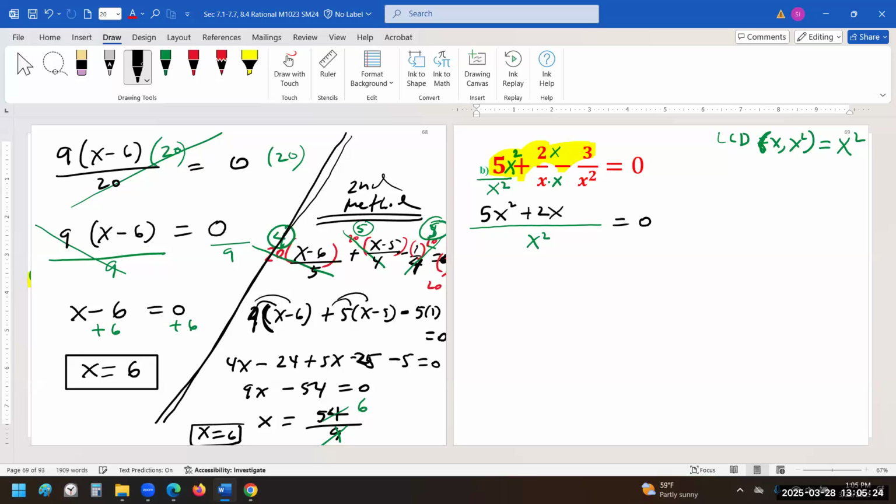5x squared plus 2x minus 3. And then what? Factor. So if you want to factor, which method do you have to use? Good job, AC method. So A times C gives us 5 times negative 3, which is negative 15. Two numbers multiplied to negative 15 and combined to positive 2. 5 and 3. Are you sure? What sign do you have in the middle? 5 has to be positive, 3 has to be negative.